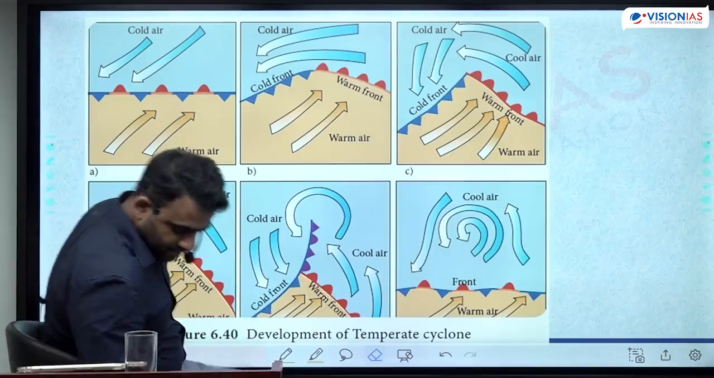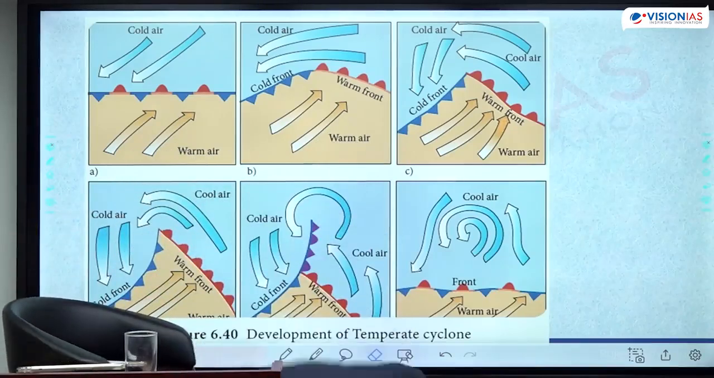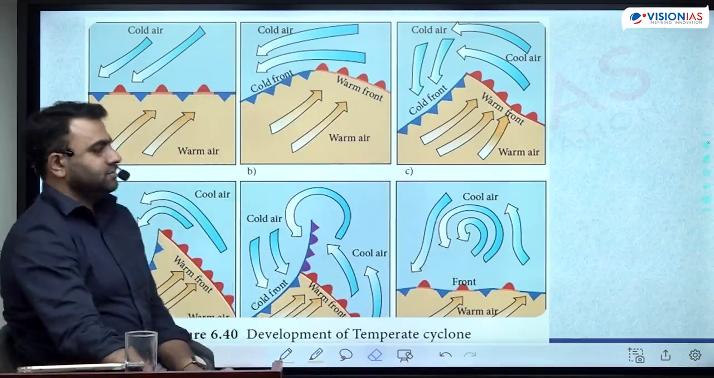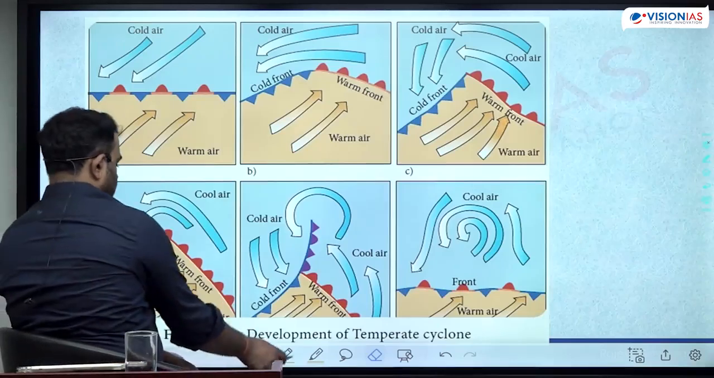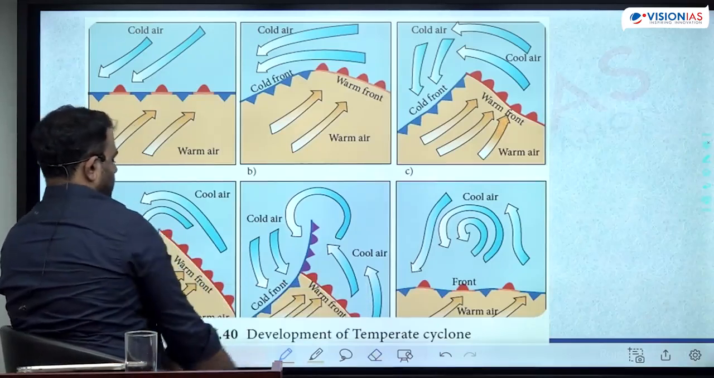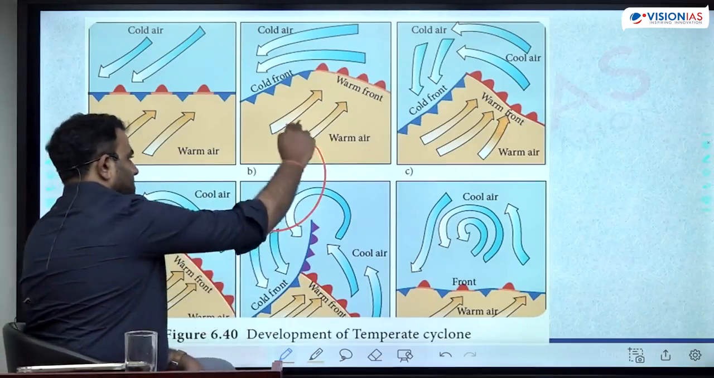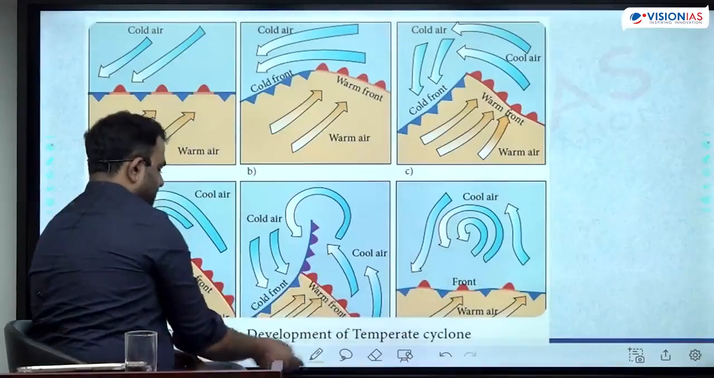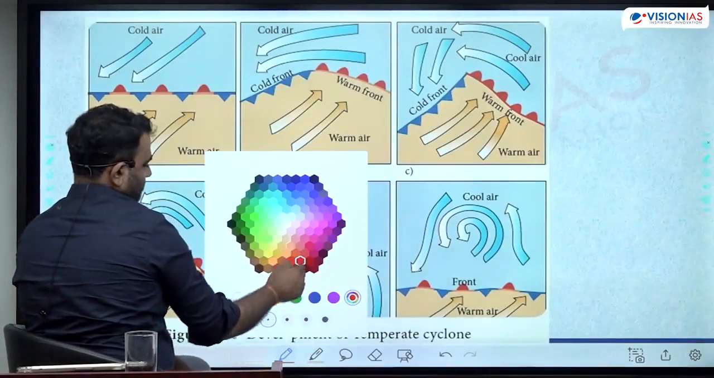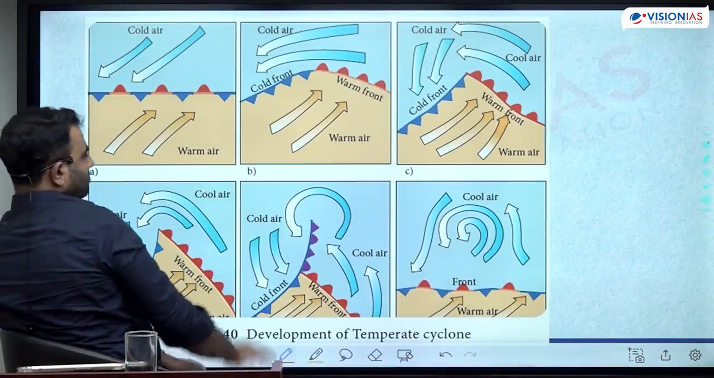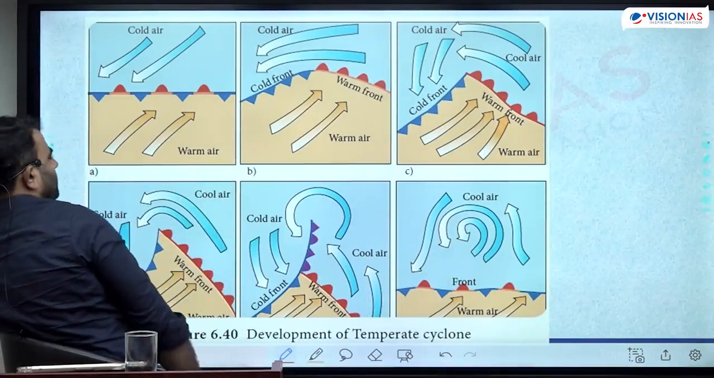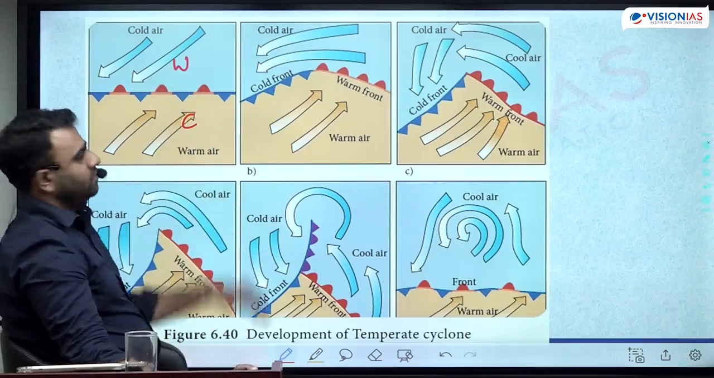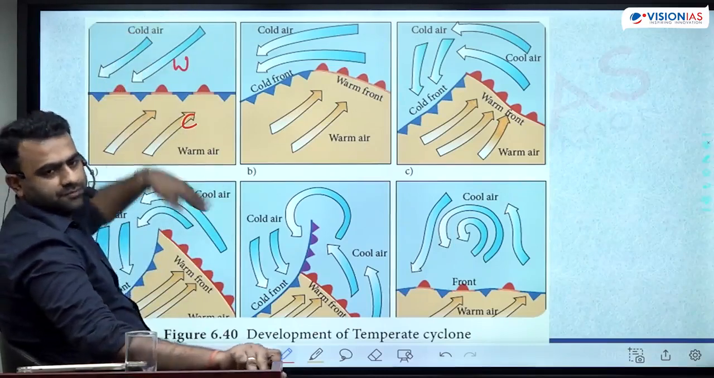अगर यही चीजें सदर्न हेमिस्फीयर में हुआ तो कैसे होगा? तो टेम्परेट साइक्लोन्स, नॉर्थर्न हेमिस्फीयर में ऐसे बनता है ना. व्हाट अबाउट सदर्न हेमिस्फीयर? Same thing, imagine. In southern hemisphere, this will be warm and this will be cold. This is more near to the equator. This is away from the equator.